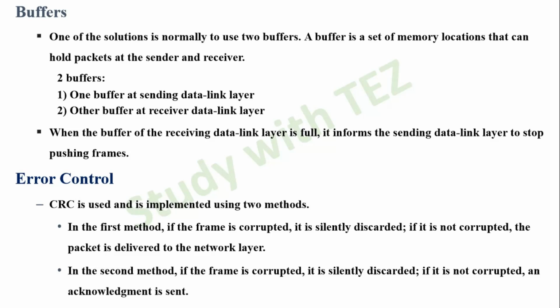The last one is error control. Basically, we use CRC, which I've already discussed in previous videos. Cyclic redundancy check is used here again. Two methods are possible. In the first, if the frame is corrupted, it is discarded, as mentioned in CRC. If it is not corrupted, it is accepted and delivered to the network layer. In the second method, if it is corrupted, it is discarded. But if it is not corrupted, an acknowledgement is sent to the sender to tell it that the message has been received uncorrupted: it is safe and sound, we have received it, no problem at all. That is how error control is done.